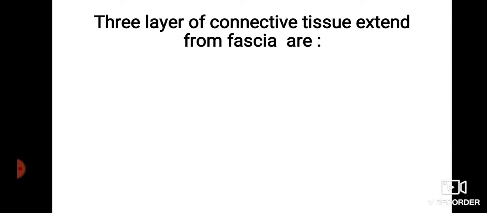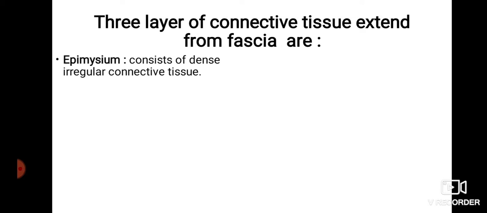Now we see the fascia that extends into three layers. Here we see the three connective tissue layers of the fascia. The first one is the epimysium, which is the outermost layer of the muscle. It surrounds the muscle and consists of dense irregular connective tissue.